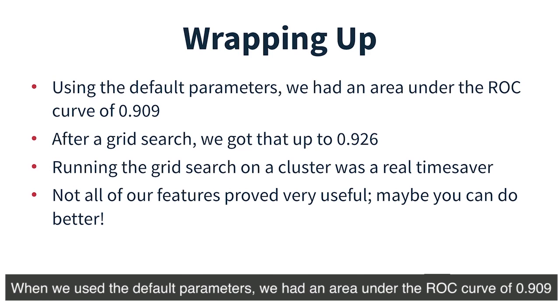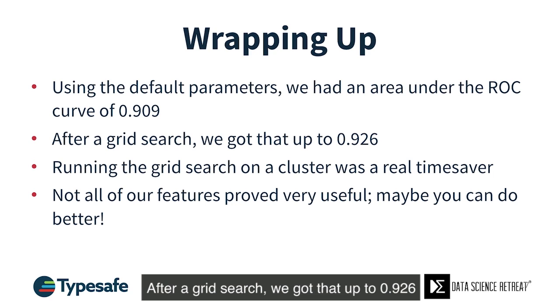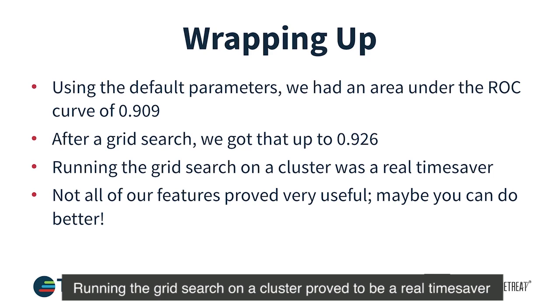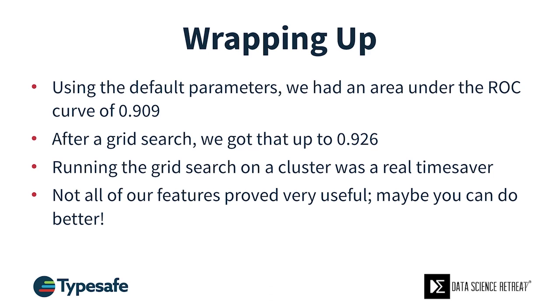When we used the default parameters, we had an area under the ROC curve of 0.909. That means that the probability that the model will predict a successful grant accurately is around 90%, which is pretty good. After a grid search, we got that up to 0.92. Running the grid search on a cluster proved to be a real time saver. And what we found out is that not all of our features proved very useful, so maybe you can try and get a better result.